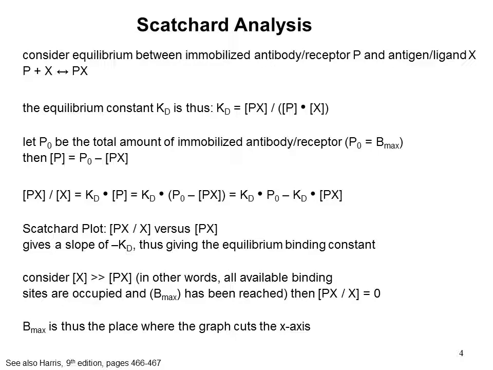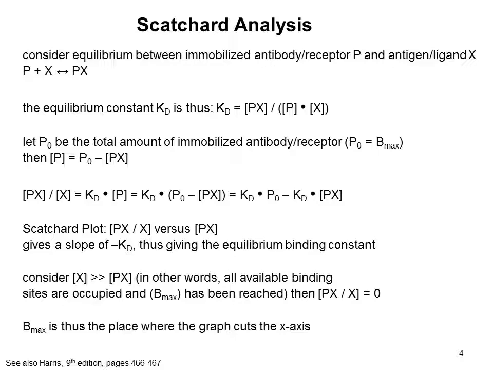If we now replace P by P0 minus PX in the equilibrium equation, then we establish a relationship between PX divided by X and Kd. PX divided by X is Kd times P0 minus Kd times PX. If we now make a plot, a so-called Scatchard plot, of PX divided by X against PX, we will obtain a straight line with slope minus Kd. It is thus very easy now to either graphically or through calculation determine Kd. The Scatchard plot also allows to determine Bmax.